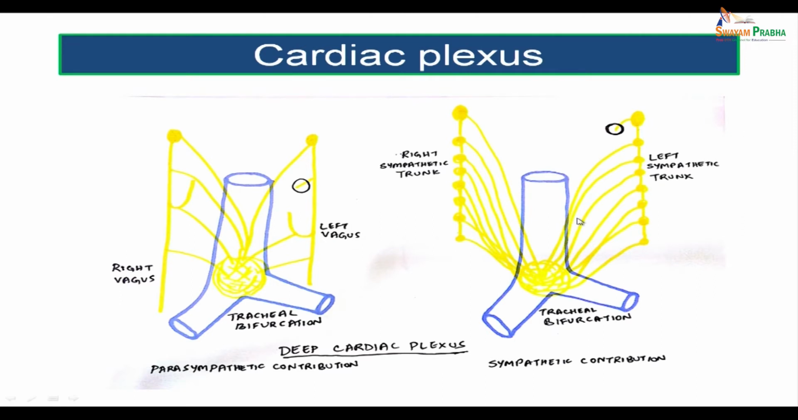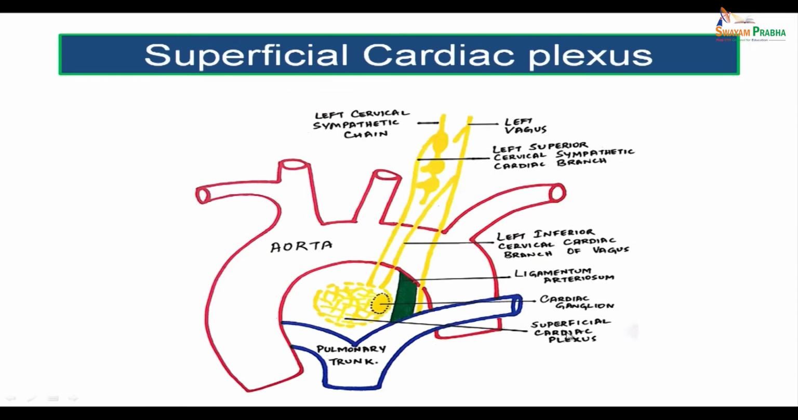Let us look at the cardiac plexus, the other structure present in the superior mediastinum. Cardiac plexus is made up of both parasympathetic and sympathetic nerves which are going to supply the heart. There are two cardiac plexuses present, one is superficial and the other one is deep. Superficial cardiac plexus is present just below the arch of aorta in front of the pulmonary trunk division. And this superficial cardiac plexus can have a ganglion present in it, that is called as cardiac ganglion of Wrisberg.